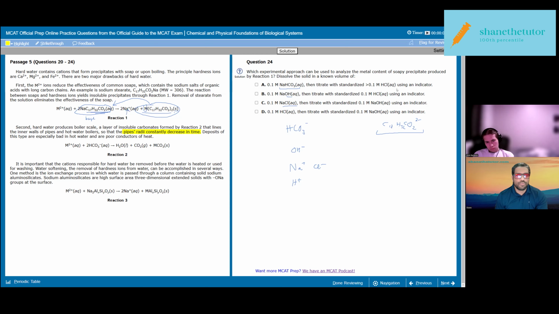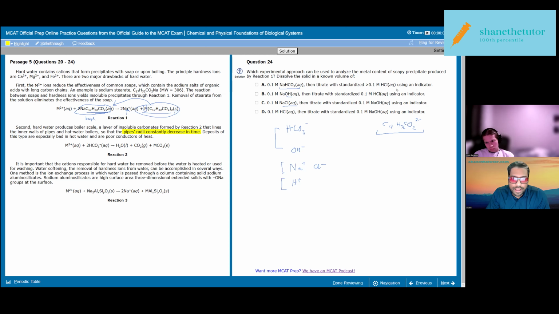So we want to, let's see, turn it back into a base. If you want to turn something into a base, you want to, let's see. Both of these are bases. This is just spectator, and this is an acid.